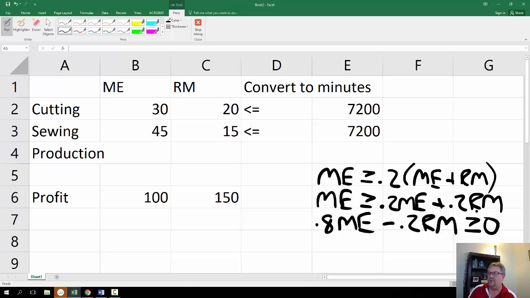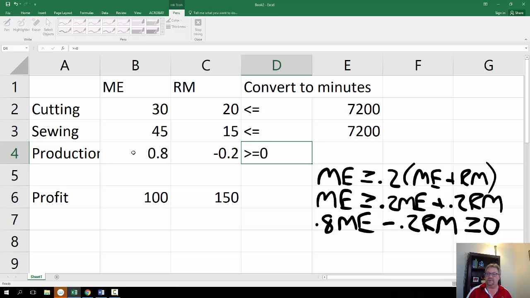That is how I would have written my production constraint. Okay, so what I would have done here in this production constraint, I got to get rid of this. I would have put 0.8, negative 0.2, and then this would have been greater than or equal to 0. And then, of course, I still have my non-negativity constraints.